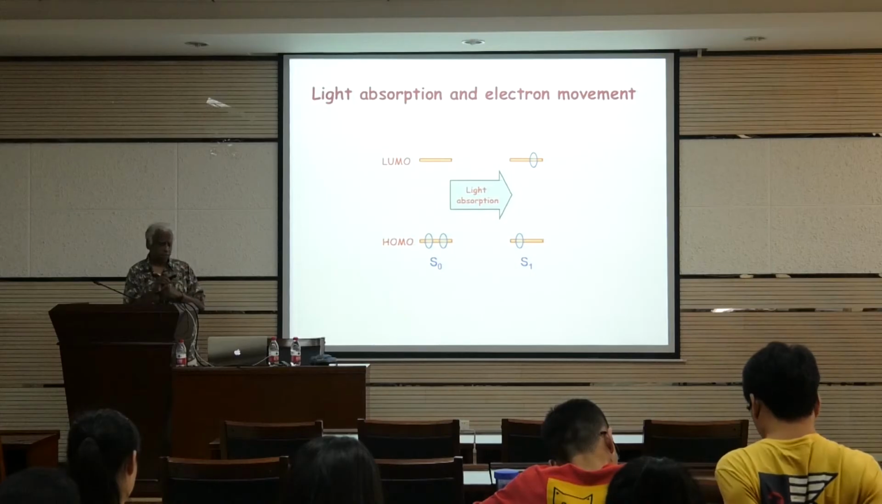Okay, so ground state and first excited state. In the ground state there are two electrons in the HOMO. In the first excited state, there is one electron here, one electron here. We talked about this before.